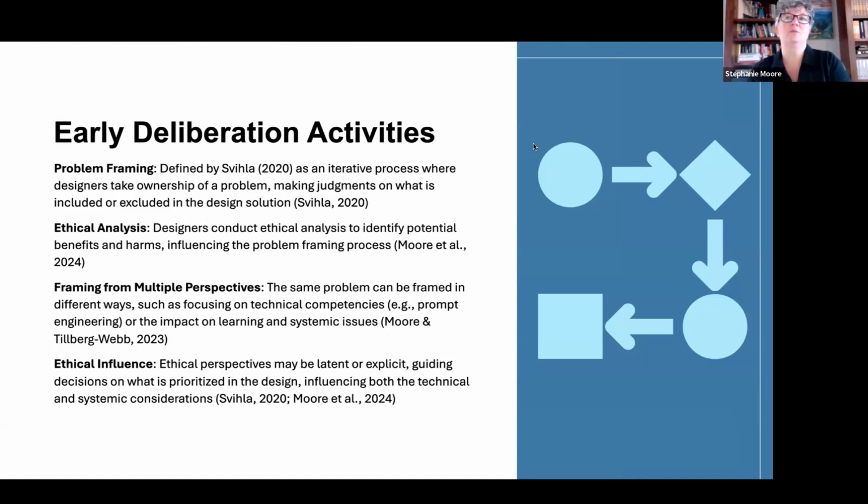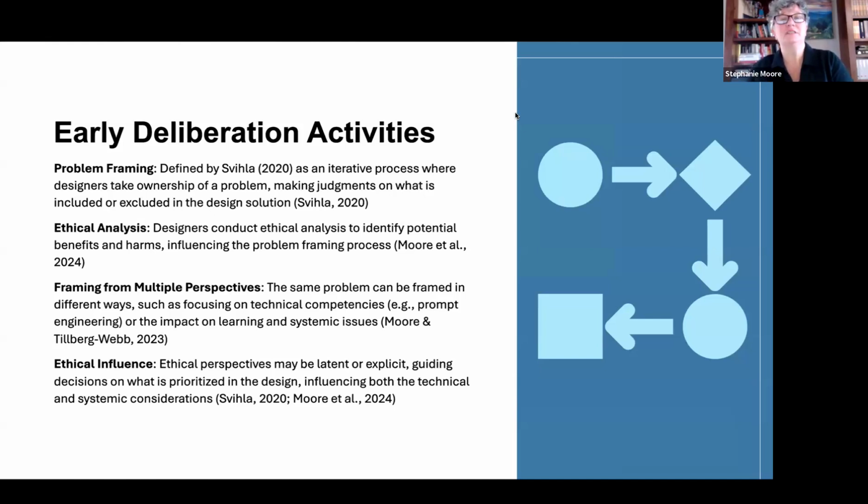So those are some of the different ways that we can engage in deliberation and practice early on. Just a little bit more clarity: my main body of work is on ethics and ed tech. Heather Tailberg Webb and I have a book out on ethics and educational technology with a framework that starts with reflection and action, just like Jill was talking about, and incorporates work by Vanessa Svihla on problem framing. Vanessa, my colleague here at UNM, has done a ton of work on problem framing.